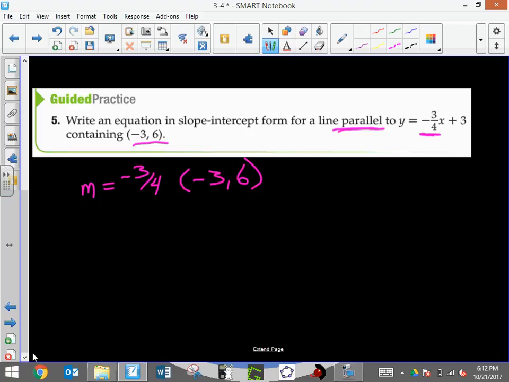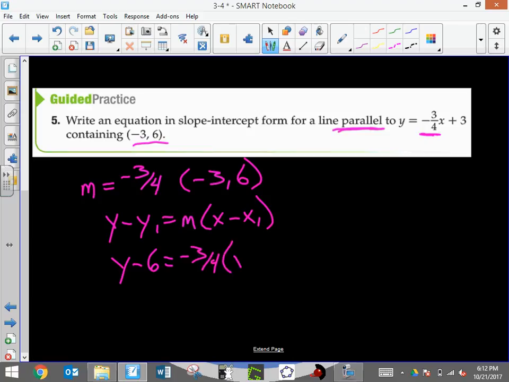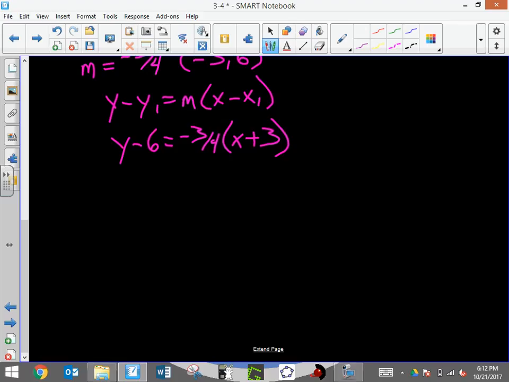I'm going to use that same form like I did up above and plug in my information. So we've got y minus 6 equal to -3/4 times x minus negative 3, if you would like, but that's the same thing as plus, so I'm going to go plus 3. Okay, and then we have to distribute this.